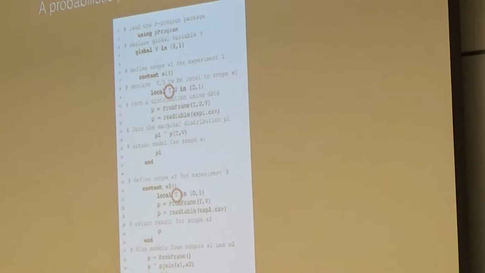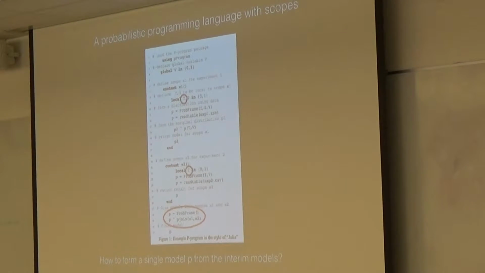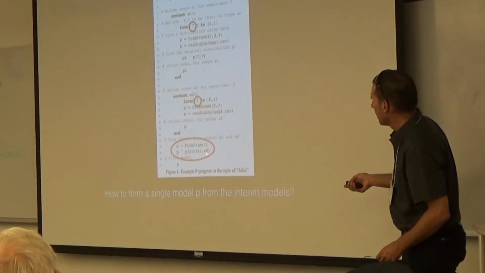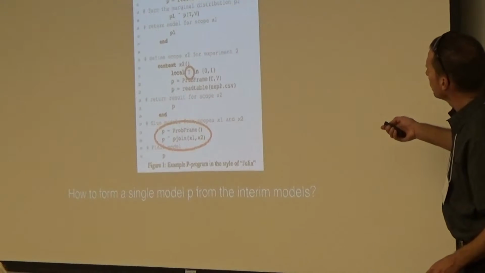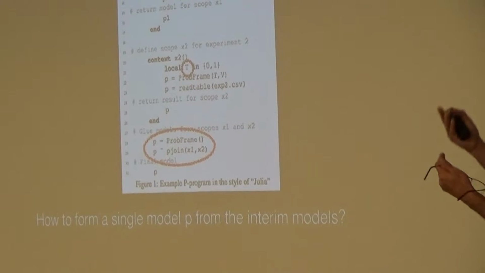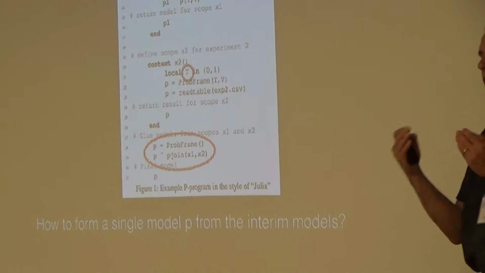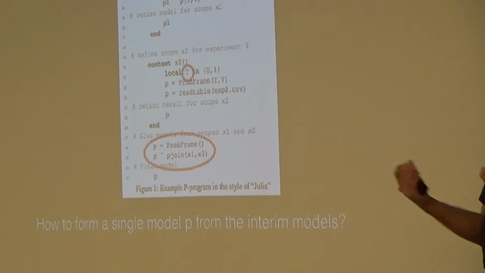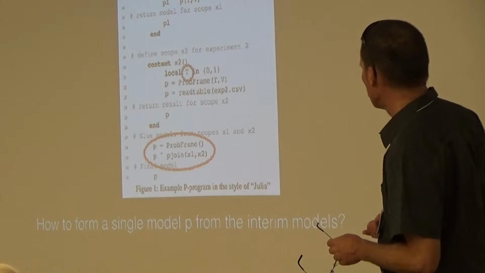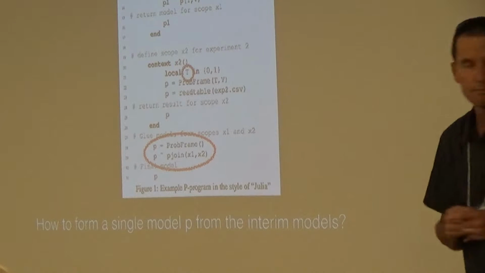Another facet of this program is this thing down the bottom, this syntax here called a p-join. The idea is that different contexts return a given probabilistic model. So if you have different contexts in your program, you want to be able to join these different models into a single model which will be returned as the final result of the program. So the question is how to form a single model as a final result from these interim results.